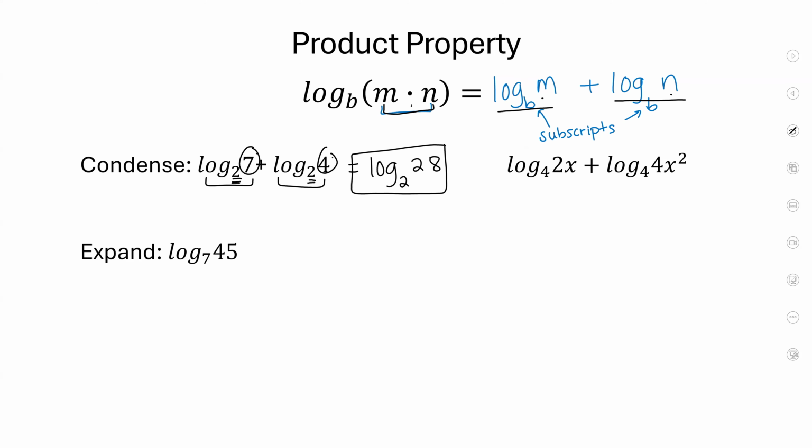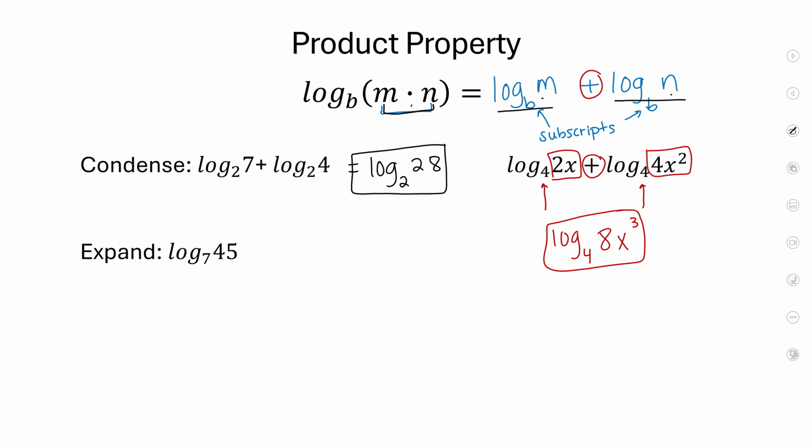Condense means to make it smaller. So I went from 2 logs to just 1 log. I condensed it into 1. Let's do this one. Your bases are the same, and you have a plus sign, just like my rule says I need. So I'm going to combine it. This is log base 4, and I'm going to multiply these 2. 2 times 4 is 8. X times x squared is x cubed. So this is my answer. So that's how you condense using the product property.